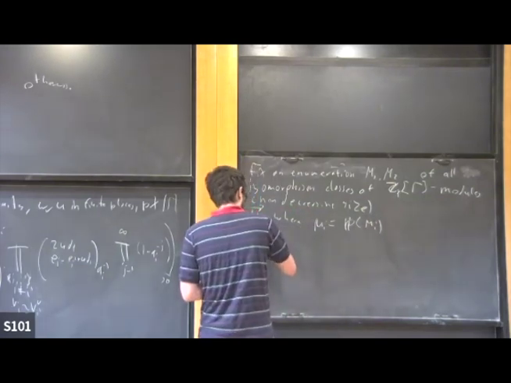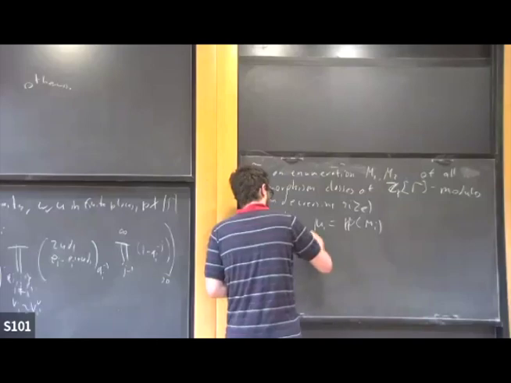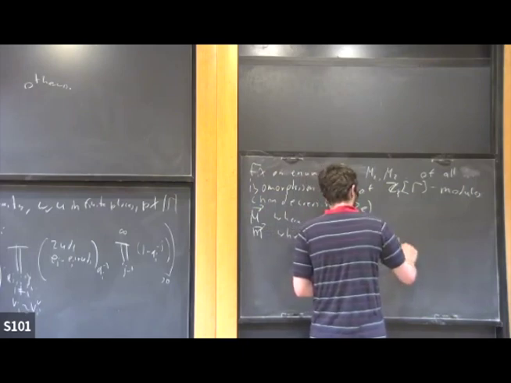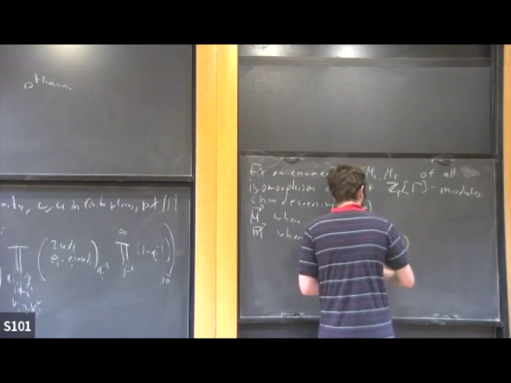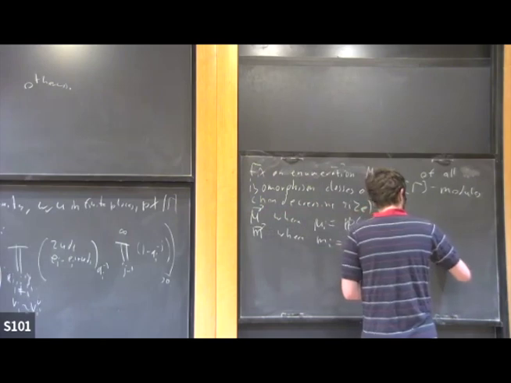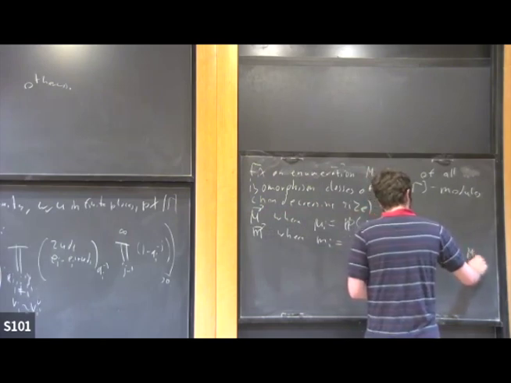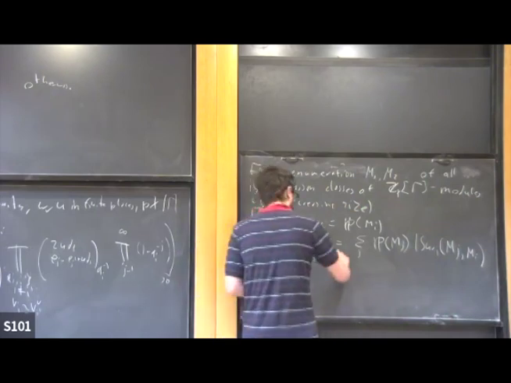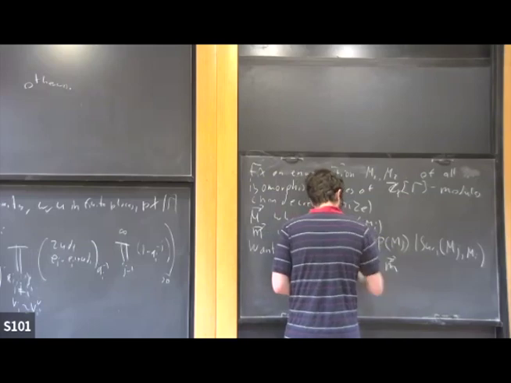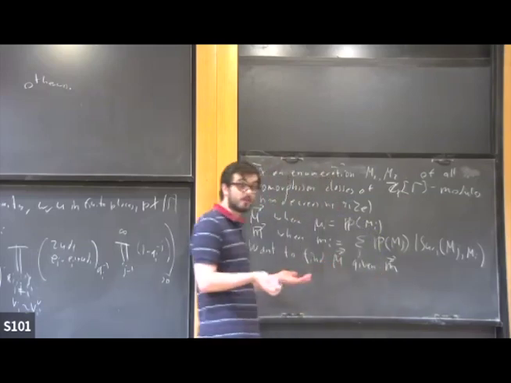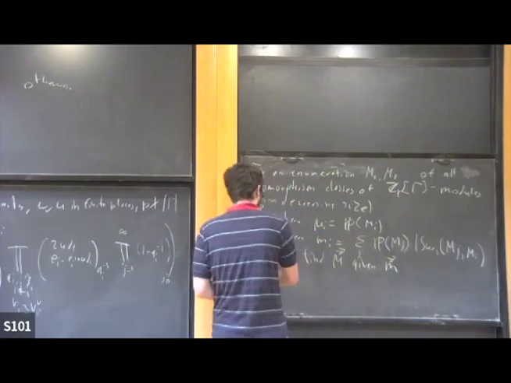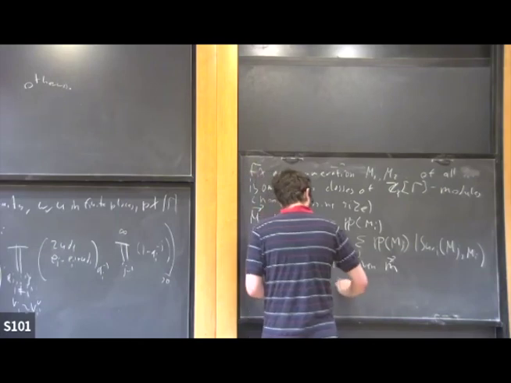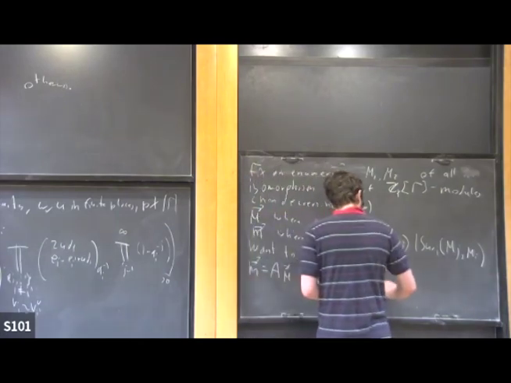And our moments are another vector, where the moment of M_i is equal to the sum over j of the probability of the module M_j times the number of surjections from M_j to M_i. We want to find mu given the moments. So this is just another formulation of the moment problem. And this relationship can be written as a matrix multiplication of infinitely long vectors, where a_ij is equal to the number of surjections from M_j to M_i.